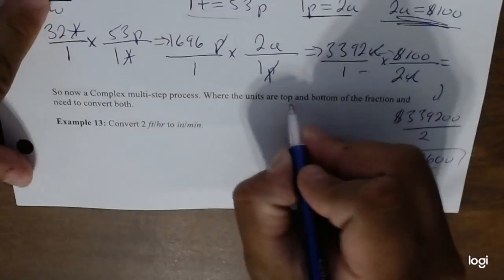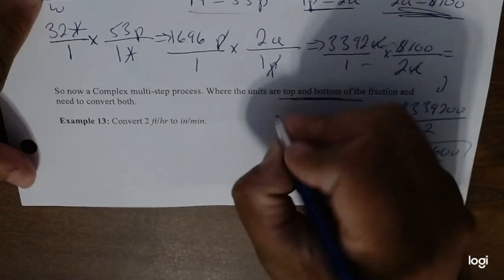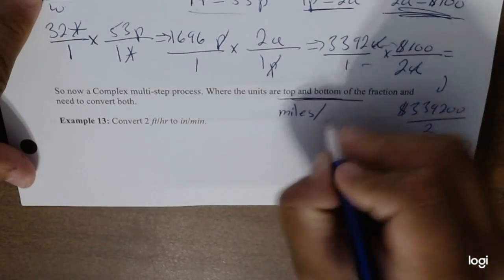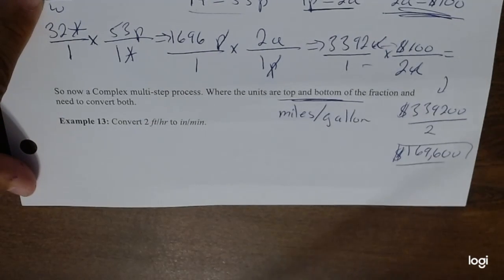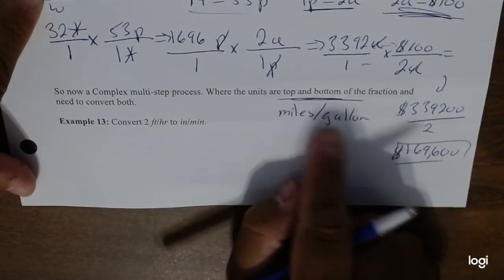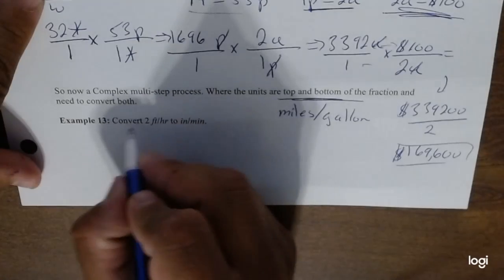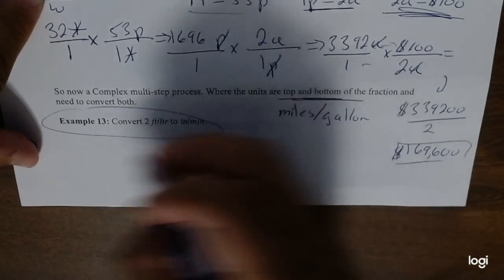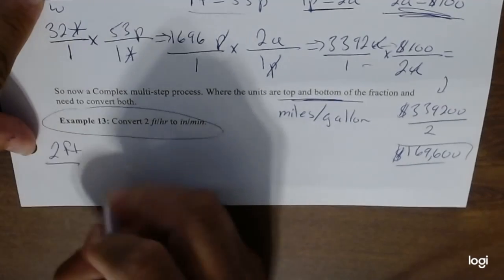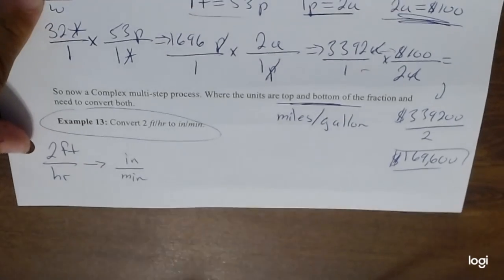What that means is both the top and the bottom of the fraction have units themselves. For instance, miles per gallon, the way you guys drive a car. How many miles per gallon your car gets: both units are on the top and bottom of the fraction. So the question now becomes, how do I convert stuff like that? It looks kind of like this. We want to convert 2 feet per hour into inches per minute. So essentially, I have 2 feet over hour, and I want to convert this into inches per minute, like that.